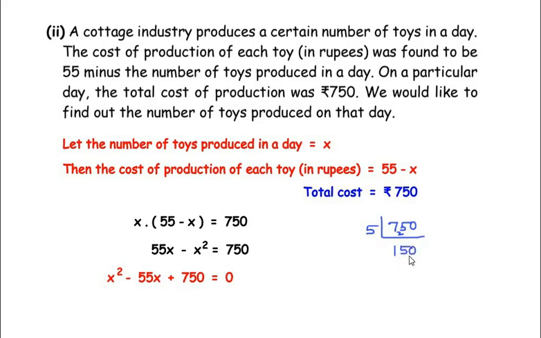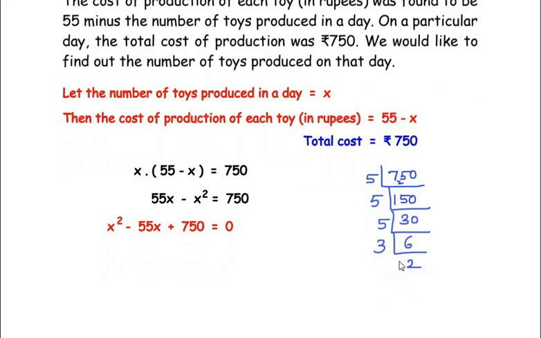So we get 150. Now 150 again goes in the table of 5. That is 5 3 times is 15, and 0 comes down. Now 30 again goes in the table of 5. That is 5 6 times is 30. Now 6 goes in the table of 2 and 3. So I am going to take the table of 3. So 3 2 times is 6, and then we have finally 2 1 times is 2.